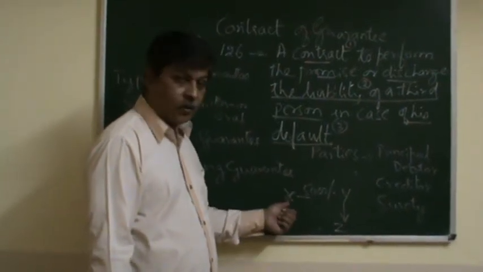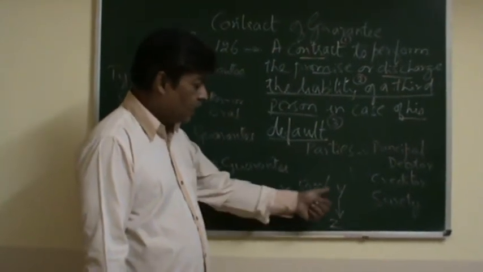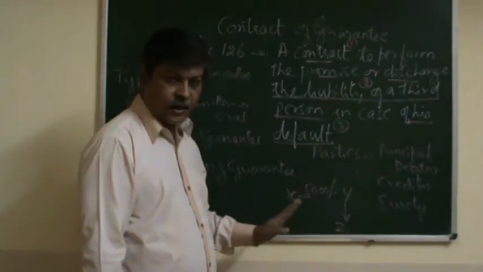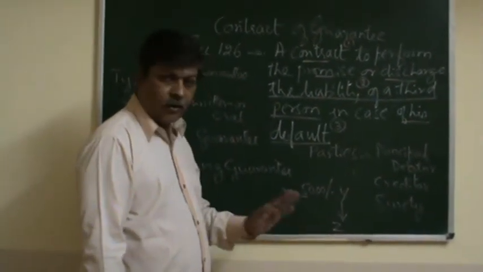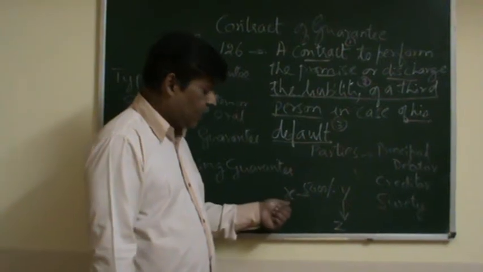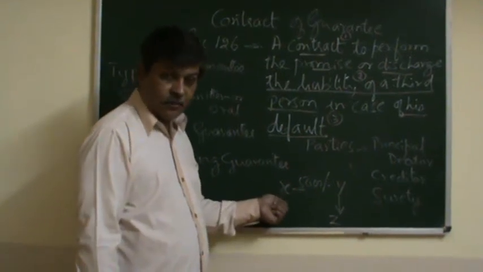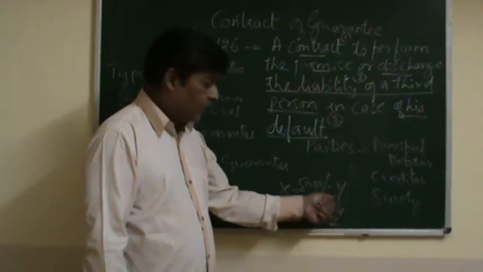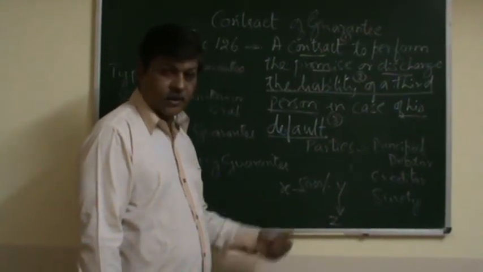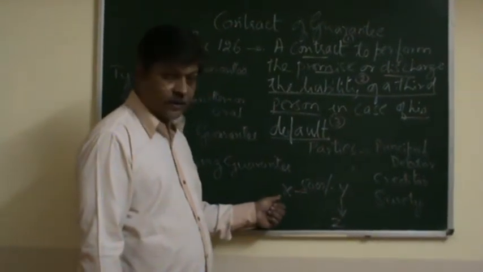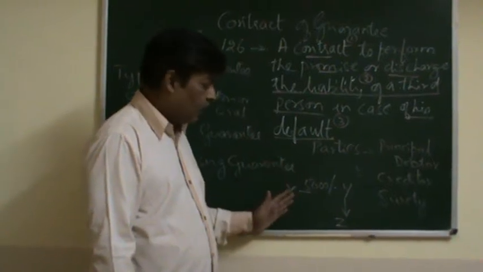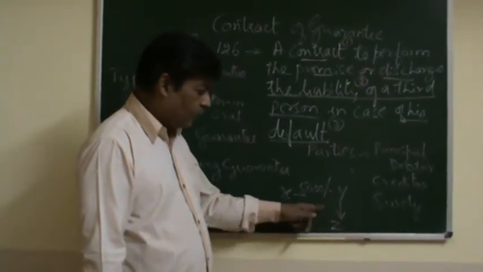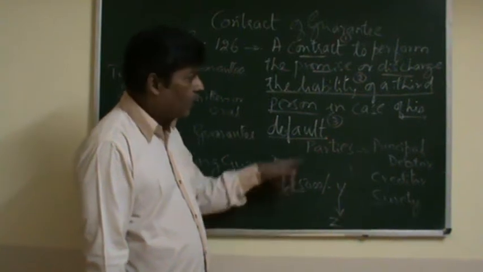X has to commit the default. If X repays the 5,000, there is no question, it is just an assurance given. Z need not discharge it, but there must be default by X. If he fails to pay the 5,000, then Z's liability comes and he has to discharge the liability of X, fulfilling that for which he has given the promise. That is what we call the contract of guarantee.